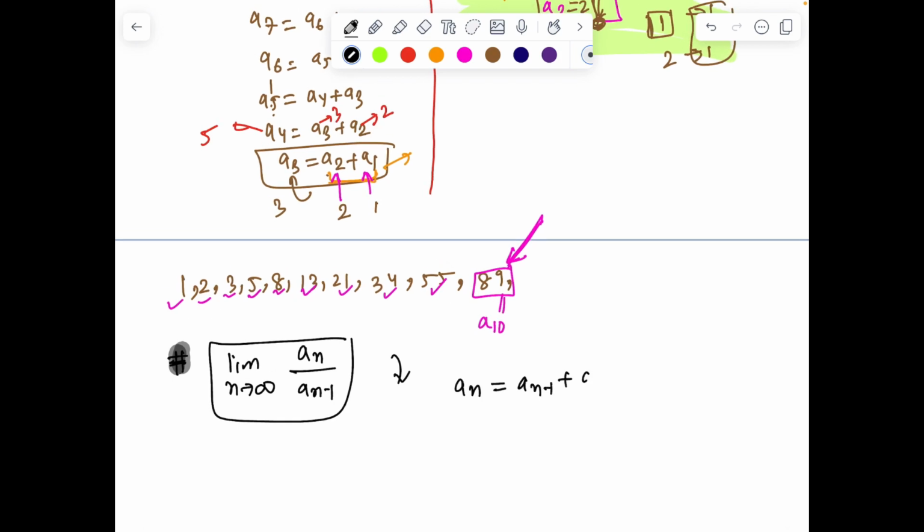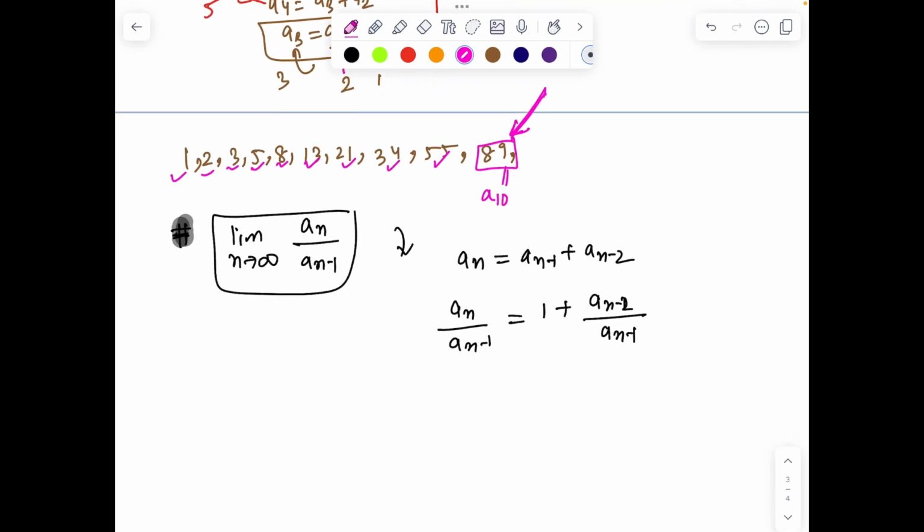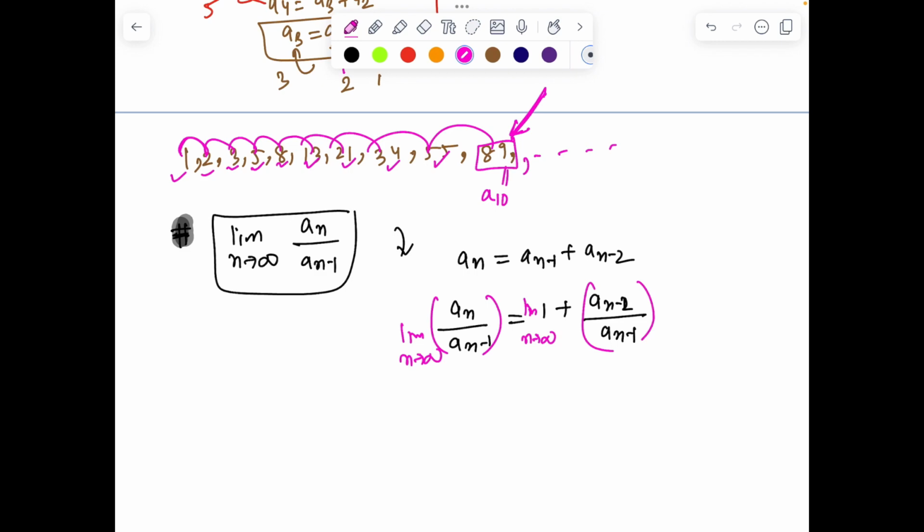Now we know an is equal to an minus 1 plus an minus 2, right? If I divide an by an minus 1, we get 1 plus an minus 2 by an minus 1. Now let's take the limit as n tends to infinity on both sides. If you see the ratio, 2 by 1 is 2, 3 by 2 is 1.5, 5 by 3 is again something. This ratio tries to saturate towards something, and we need to know that saturation value.